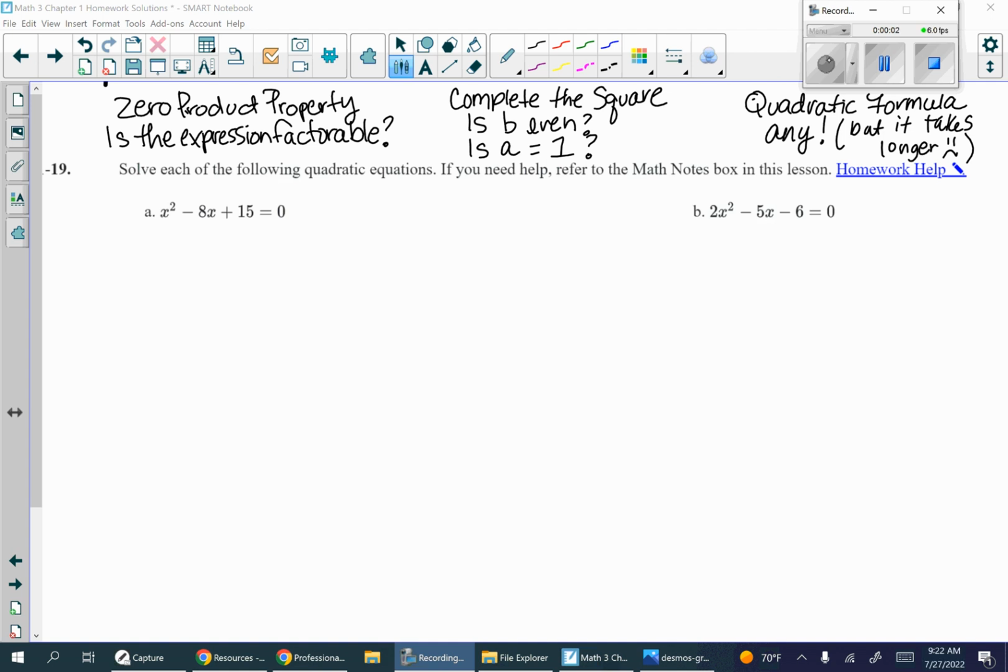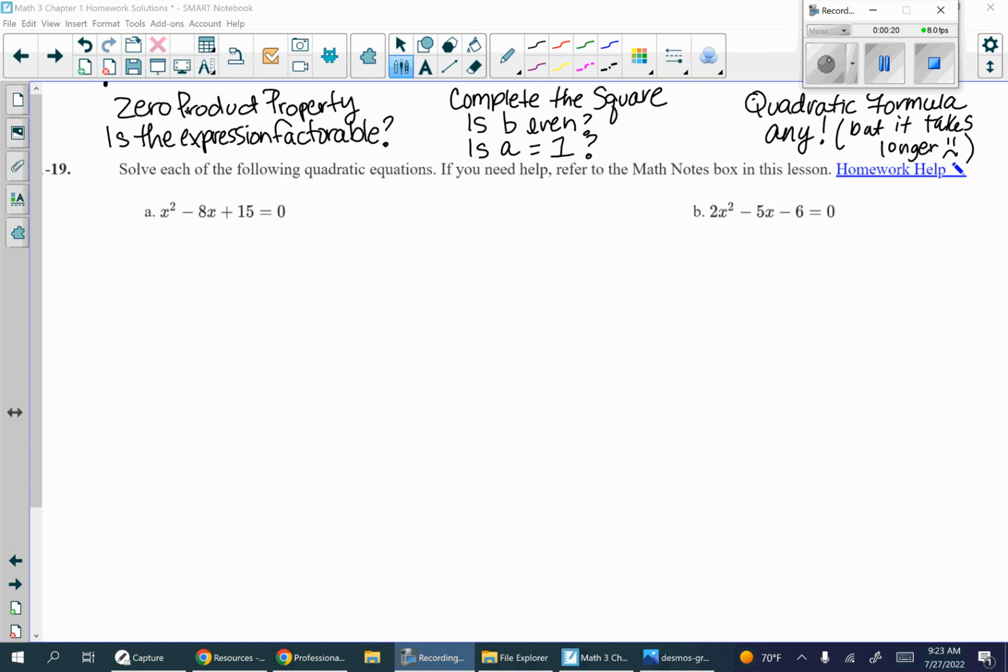All right, CPM Math 3, problem 1-19. We're solving quadratic equations. This was a huge piece of Math 2, and it is assumed that you are pretty much experts at being able to solve quadratic equations. So if you do struggle with this, you need to get into tutoring or get some kind of assistance.